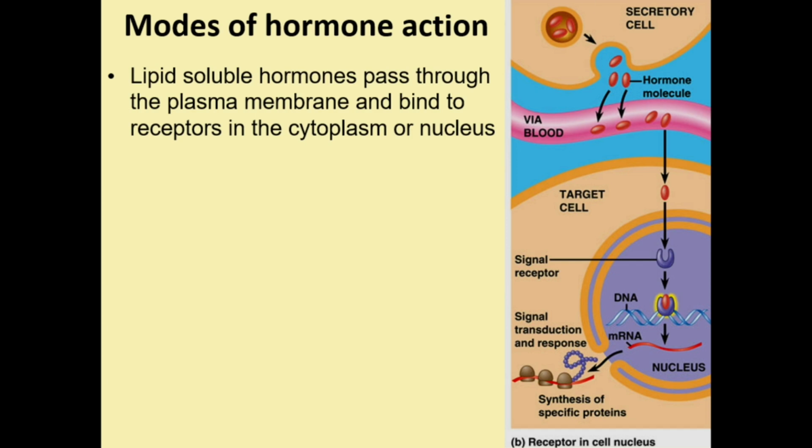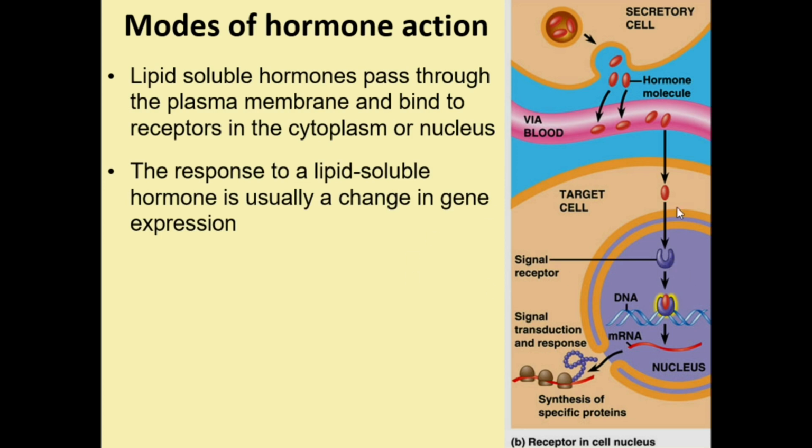So again, we've got the secretory cell. The hormone moves via the bloodstream around the body. And here we can see the target cell, and notice that there's no receptor protein within the plasma membrane. Instead, the hormone passes directly into the cytoplasm, and in this case it's actually passing directly through the nuclear envelope as well, and the receptor protein is actually inside the nucleus.